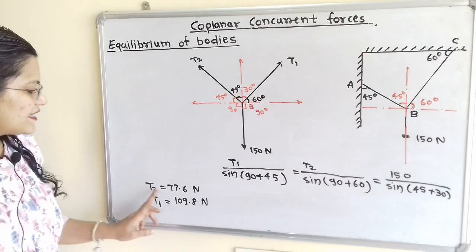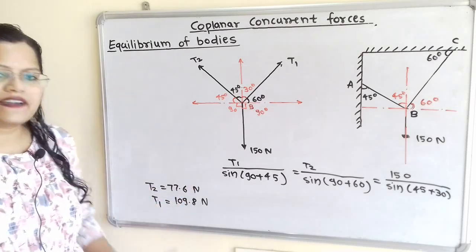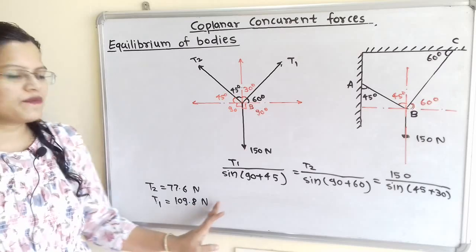When we calculate, T2 is 77.6 Newton and T1 is equal to 109.8 Newton.